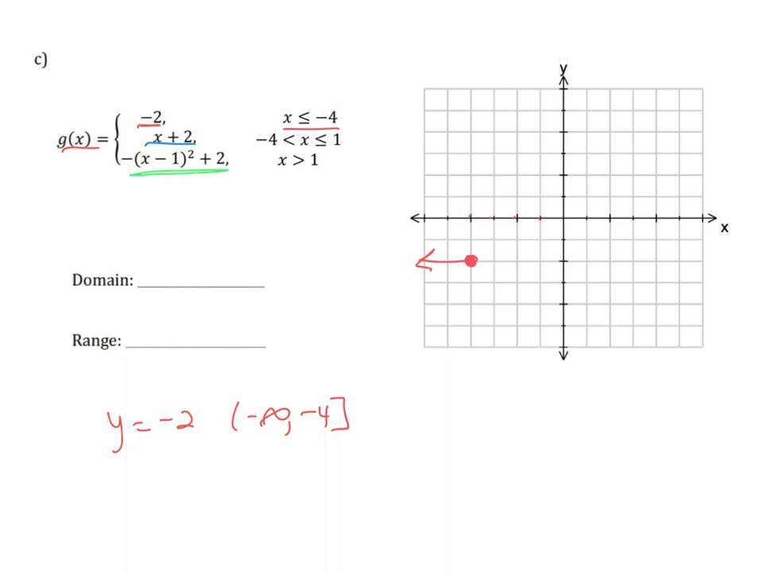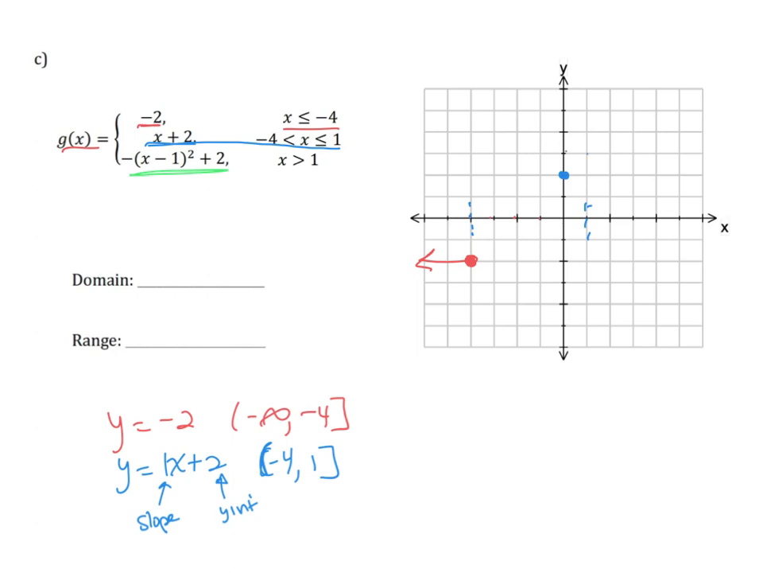The next portion is y equals x plus 2. So now I'm looking at this portion here, and that's only from negative 4 to 1. So from this section here, negative 4 to 1, I need to make an equation of a line that goes through 2 on the y-axis because this is the y-intercept. And I have a slope of positive 1.